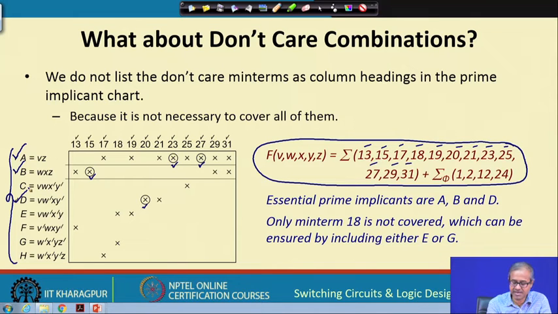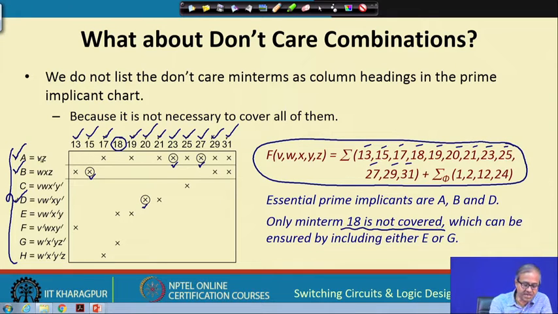Now, once we have selected the essential ones, you see A covers 17, 19, 21, 23, 25, 27, 29, 31, many of them. B covers 13, 15, 29, 31 is already covered, and D covers 20 and 21, 21 is covered. So, what we are left out here is only 18. So, only min term 18 is not covered.